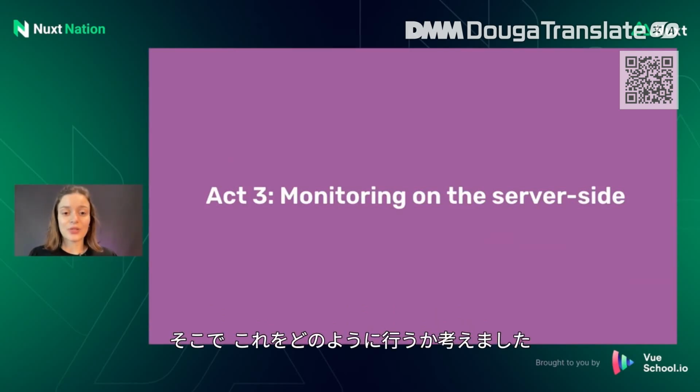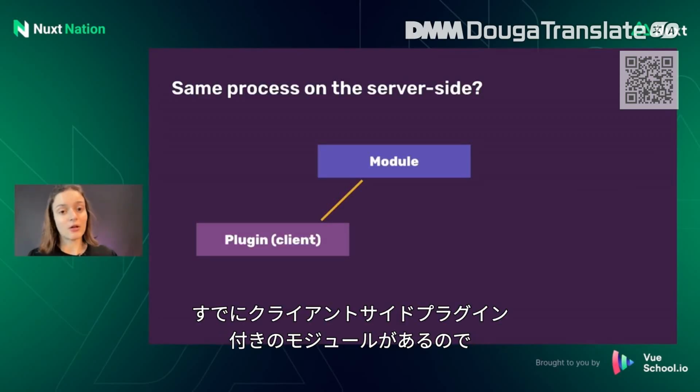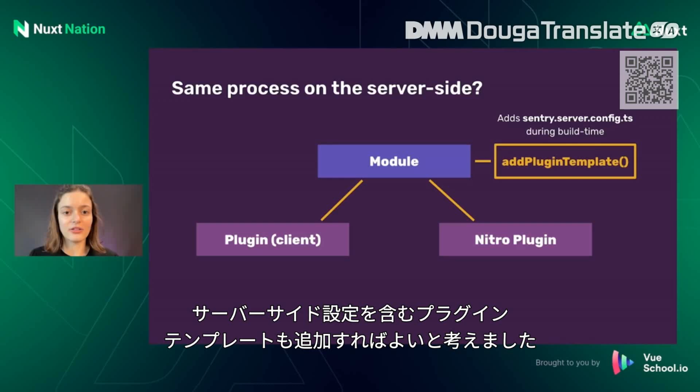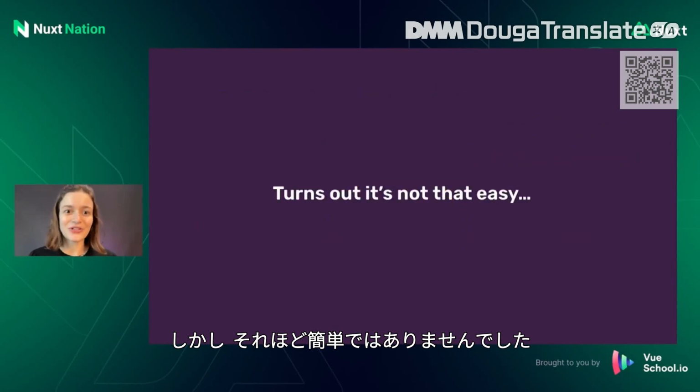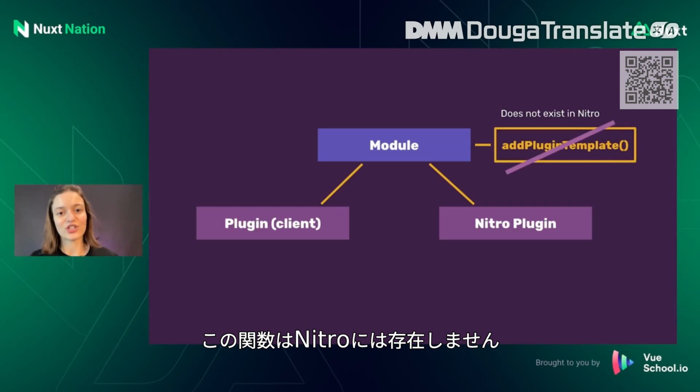So then I ask myself, how do I do this? Is it the same process? So we already have the module with the client-side plugin, so I might just add the Nitro plugin and also add a plugin template to include the server-side configuration. Well, it turns out it's not that easy. First of all, this function does not exist in Nitro.